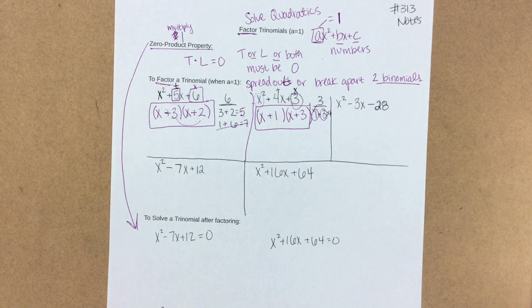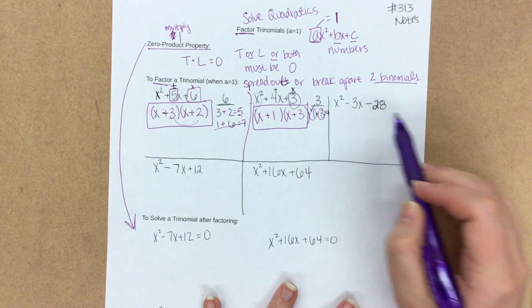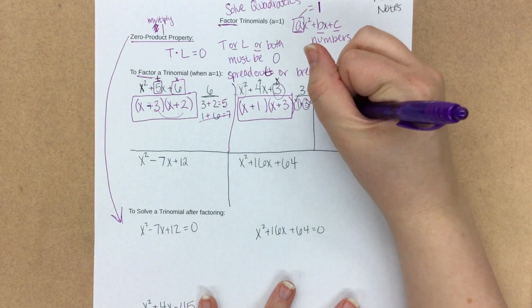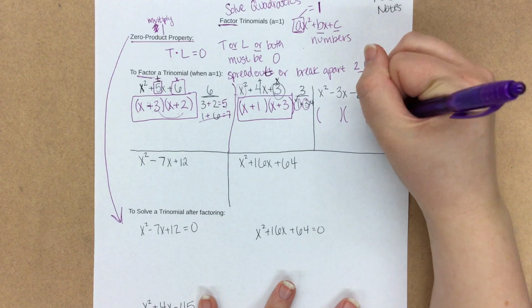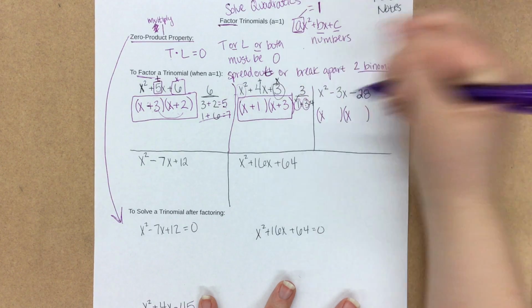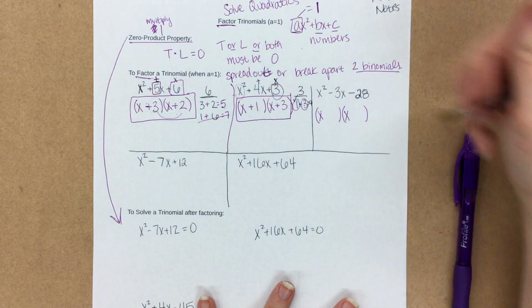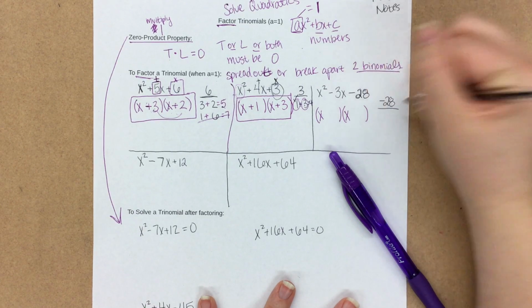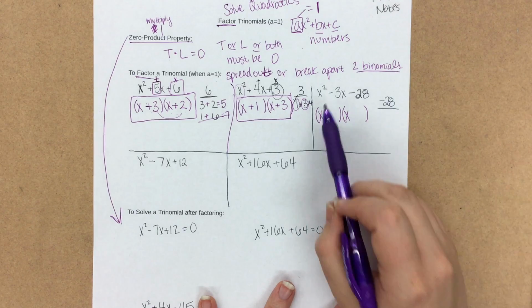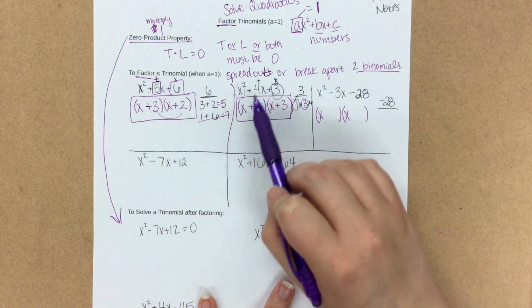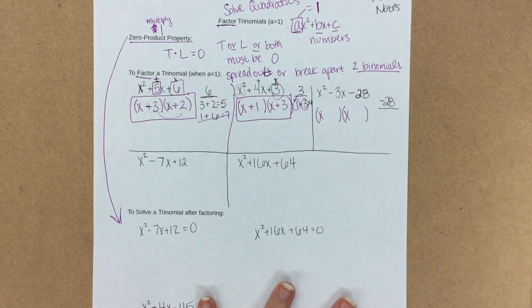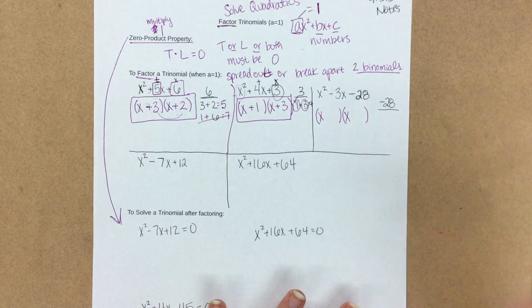Okay. Let's try another one. It's getting a little bit more complicated now. So this one, we're still going to be doing the same first step. I'm going to put an x in each parenthesis, and I'm going to make a list of negative 28's factors. Okay, because look at these. Everything up until this point has been plus, plus, plus, plus, and now we have 2 negative numbers. So this is going to be a little different.